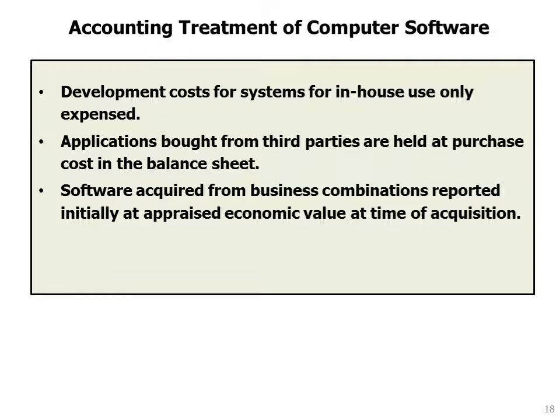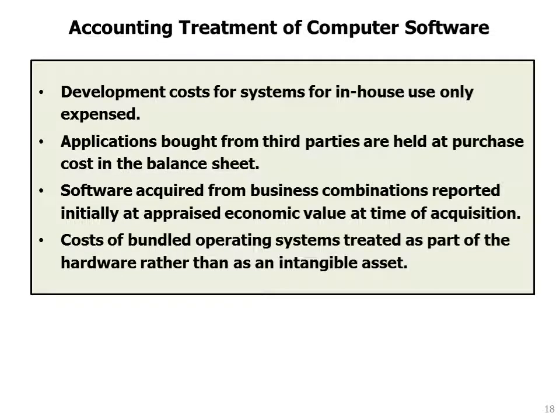So if a company farms out, if it contracts out systems development to other companies, then software will appear on the balance sheet. Whilst if it developed that software itself, it would not appear on the balance sheet. And software acquired from business combinations is also revalued, and it's reported initially at the appraised economic value that was put on that software at the time that the acquisition took place.